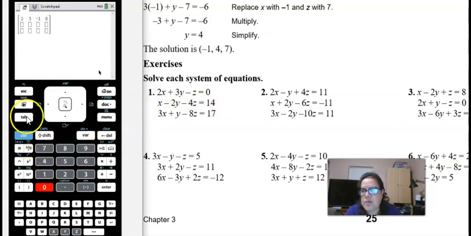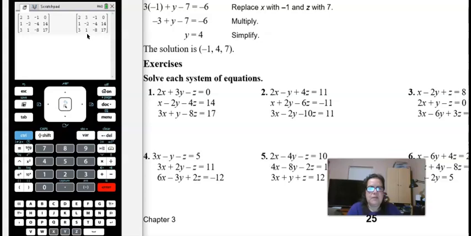Next one, I'm going to go tab 1, -2, -4, and 14. One last one. So 3, 1, -8, and 17. Once you have that, you can press enter. It is stored into the calculator's memory as an answer.